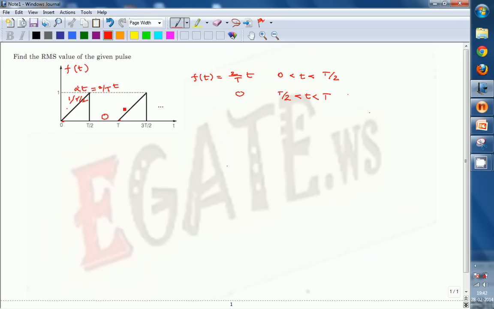So here we need to find the RMS value of the given waveform. So we know the expression for RMS value, that is, first we need to take the mean of the square of the signal, that is f square of t dt. Mean is nothing but this has to be divided by the capital T, and then the square root of the mean of the given signal.